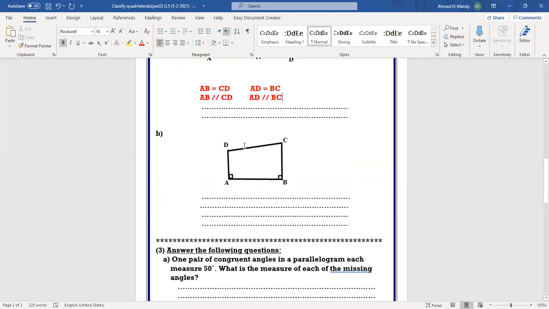In the second, this is a trapezoid. We have two equal sides only. No equal sides here. But we have parallel sides, which are AD and CB. Yes, AD is parallel to BC. The opposite sides here are parallel.